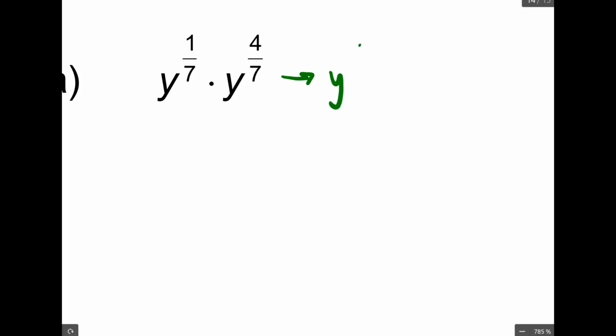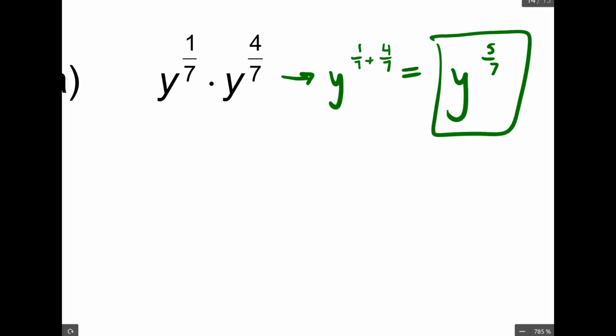So I have y to the 1/7 plus 4/7. So this is just y to the 5/7. And we can leave that because this is not an improper fraction, meaning it's less than 1, and it's not in the denominator, right? So this is just y by itself.